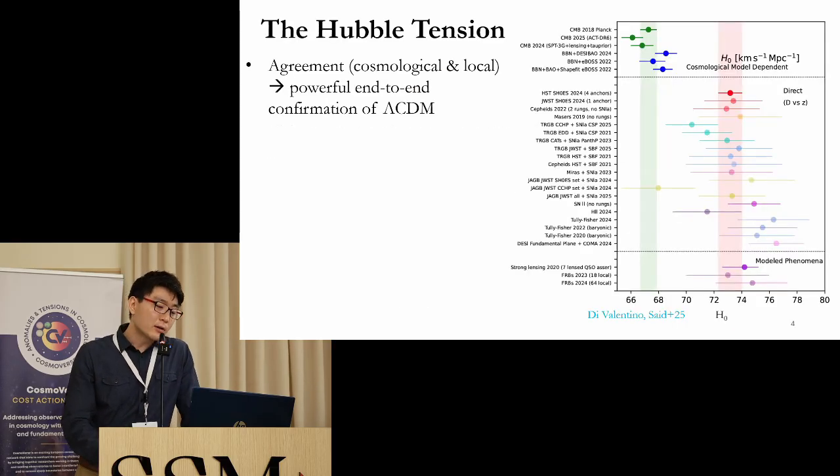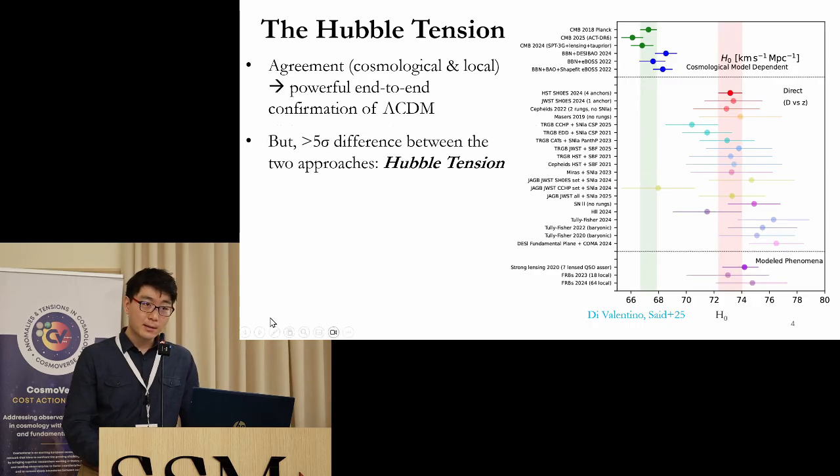Now, generally, agreement between these two approaches, cosmological and local, would provide a very powerful end-to-end confirmation of the lambda CDM model used for the cosmological measurements. However, at the moment, there is a larger than 5 sigma difference between these two approaches, and this is what we call the Hubble tension.